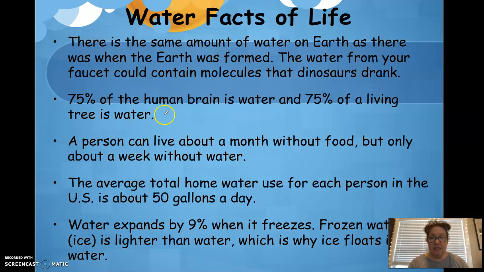Some other water facts, we've got several listed here. I think some of the ones that's kind of unique is that 75% of the human brain is water, and 75% of a living tree is actually water as well. A person can live about a month without food, but we need water in order to survive. We cannot make it more than maybe a week. And then the average total home uses 50 gallons a day. So you had an activity where you're seeing how much water you consumed. So I think that's kind of unique.